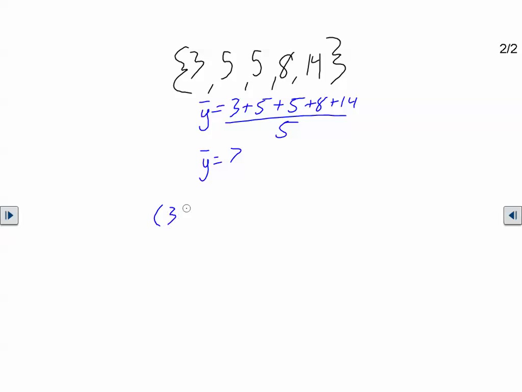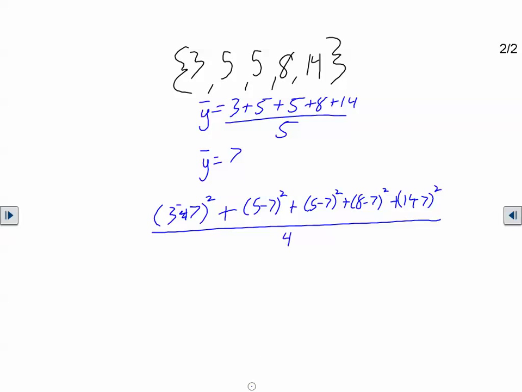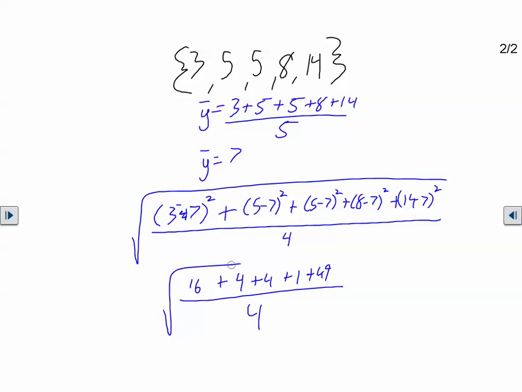So let's try this again, right? The mean is 7, so this is going to be 3 minus 7 squared. This is not going well for me. Plus 5 minus 7 squared plus 5 minus 7 squared plus 8 minus 7 squared plus 14 minus 7 squared. And that's all over n minus 1, which in this case is 4. And then once we're done with that, we're going to take the square root of it. So this is 4 squared, 16, plus 2 squared, 4, plus 4 plus 1 plus 49, all over 4, and we're going to take the square root of that eventually.